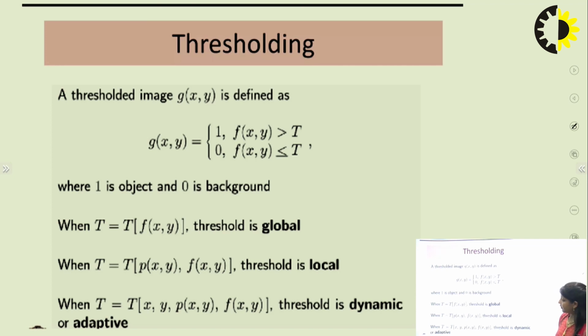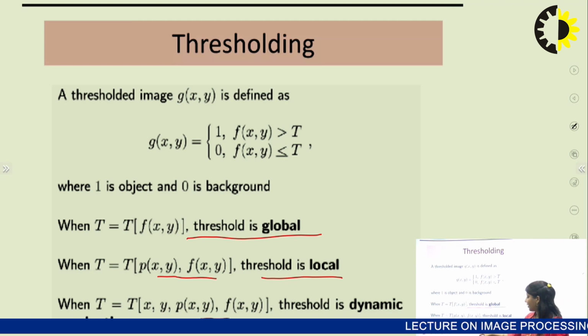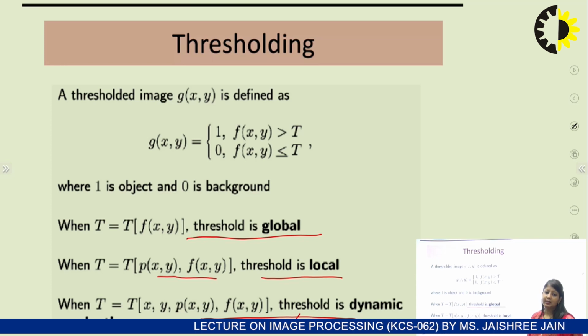So like this, thresholding is called global, and if we are applying it based on some property, then this threshold is local. And if we are going to apply dynamic and adaptive thresholding, then we can apply one of the methods, and the threshold can be dynamic, means it can be changed according to the condition.